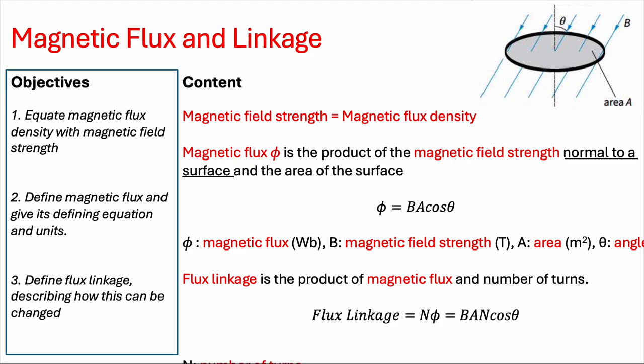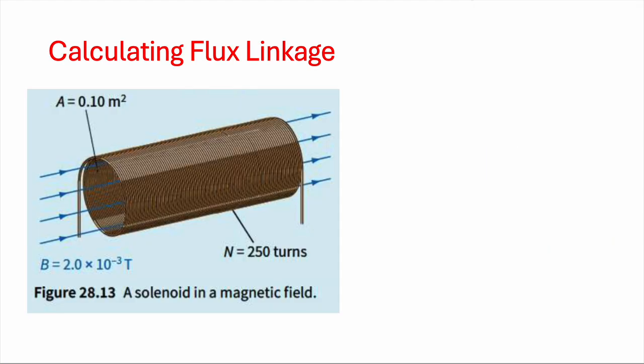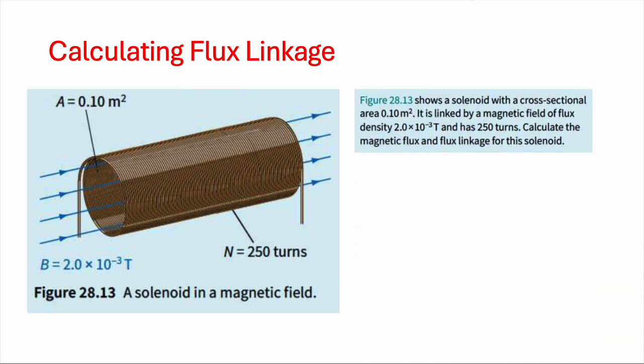Okay, ready to go. So let's have a, oh, whoops, sorry, I forgot to add that. N is the number of turns, okay. And then we'll look at the flux linkage here. Okay, you can see, classic example, we've got a solenoid in a magnetic field. We've got an area, we've got a magnetic field strength or a magnetic flux density, 250 turns, and quite simply all we're asked is to calculate the magnetic flux and the magnetic flux linkage. So just take a second to try that and then we'll go for it.